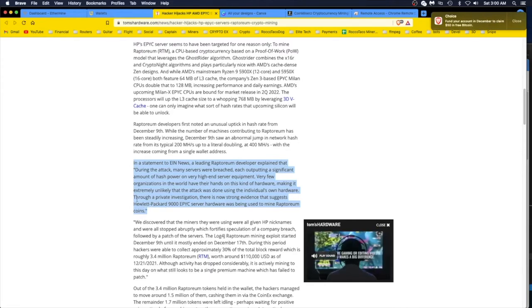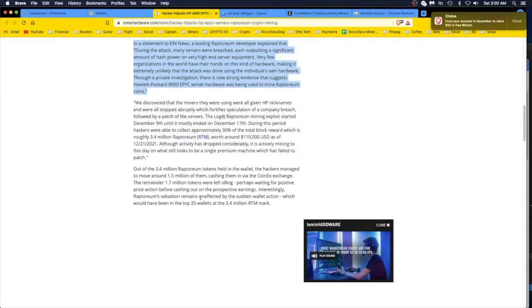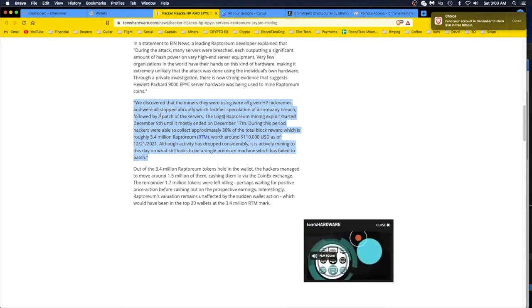Let's see. Through a private investigation, there is now strong evidence that suggests Hewlett-Packard 9000 EPYC server hardware was being used to mine Raptoreum coins. We discovered that the miners they were using were all given HP nicknames, and they were all stopped abruptly, which fortifies speculation of a company breach followed by a patch of the servers.